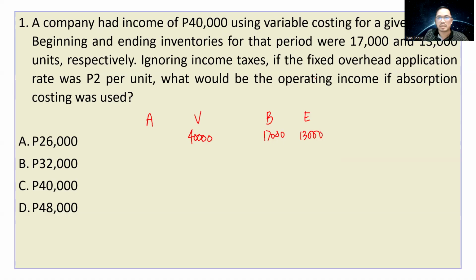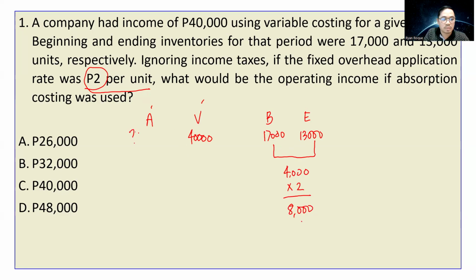Ignoring income taxes, if the fixed overhead application was 2 per unit, meaning the FOH per unit is just 2. Remember, if we compare absorption and variable, the only difference lies on the FOH component. Okay, so what would be the operating income under absorption costing? So we just compare the two. The difference is 4,000. Remember, the FOH per unit is 2. So therefore, the difference in the profit is 8,000.